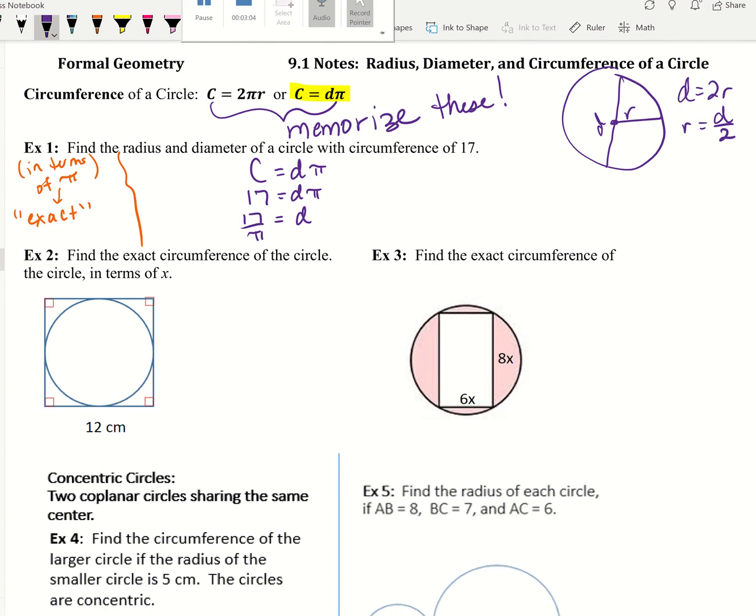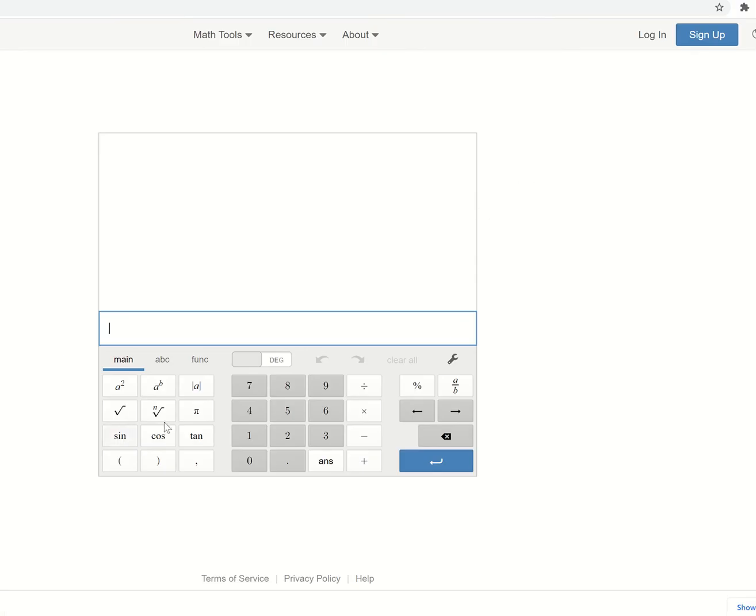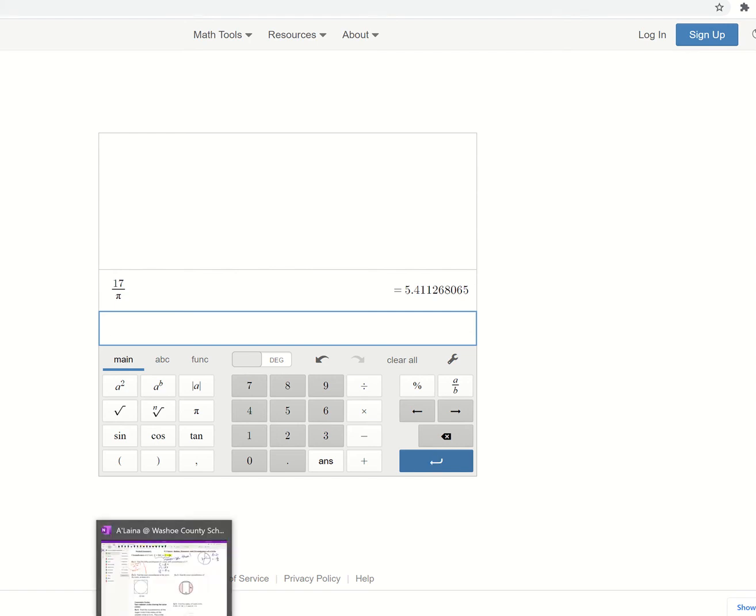Most people would look at that and feel like, I don't know exactly what that means. Like, I know pi is around 3, 17 divided by 3 is maybe a little bit more than 5, getting close to 6. But probably most people would struggle a little bit with that answer and not really enjoy it. So I am going to go ahead and put that into the calculator. Your calculator will have pi on it. Different calculators are going to have pi placed in a different spot, but nonetheless, it's there. So I'm going to do 17 divided by pi on Desmos, and I get about 5.411268. I'll just do about 5.411.